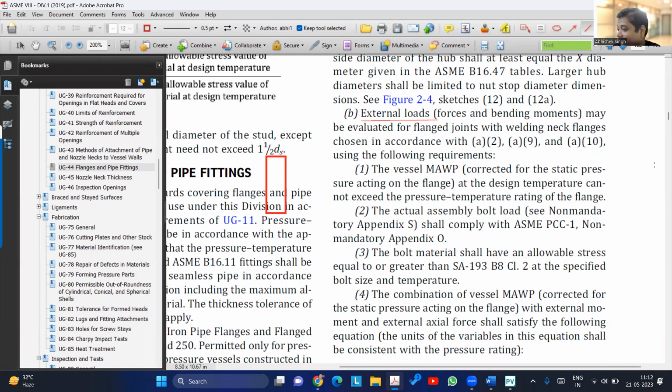Guys, to check we can do. No, we are not talking, we are talking about the submission of that report.